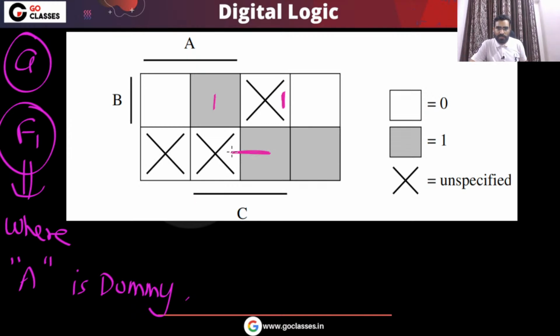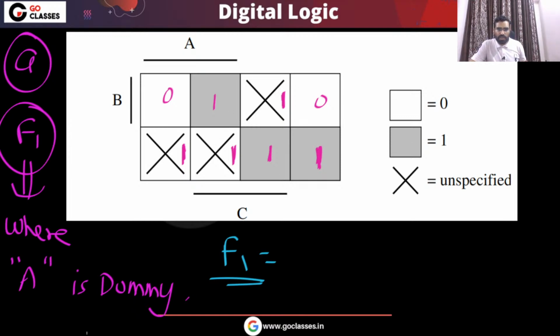And these two must be same. This is already 1, so this should be 1. And these two must be same. This is already 1, so this will be 1. And this is 0. This is what the question is asking. So what is F1? From here, what is F1?